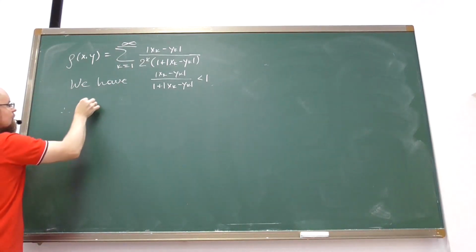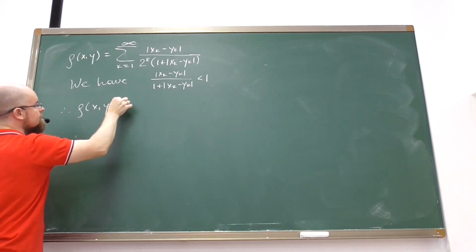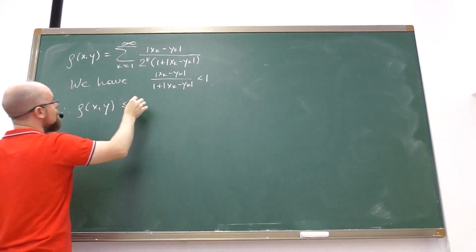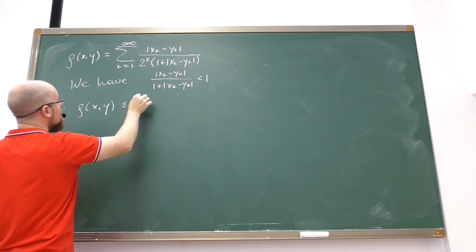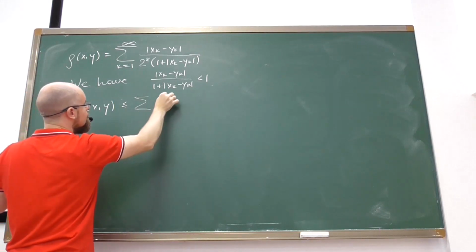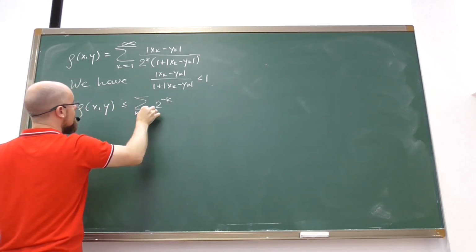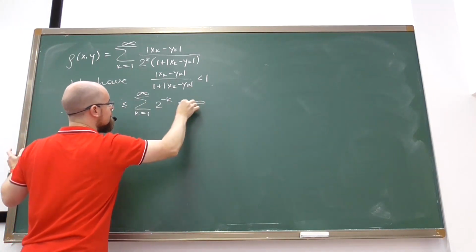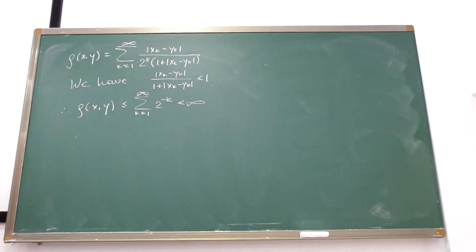And so this function is less than or equal to the sum of 2 to the power of minus k from 1 to infinity, which is a convergent series. So this function is defined. So this infinite sum is finite. Let's now go through the axioms of metric.